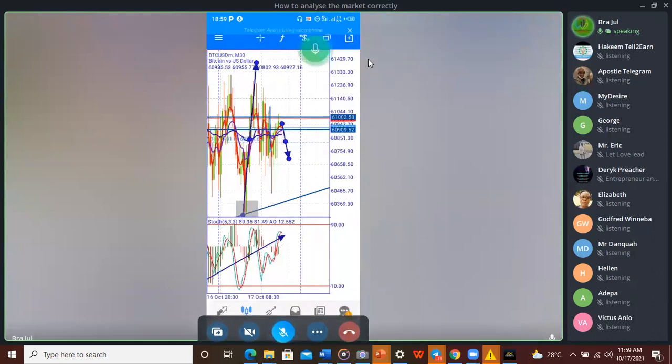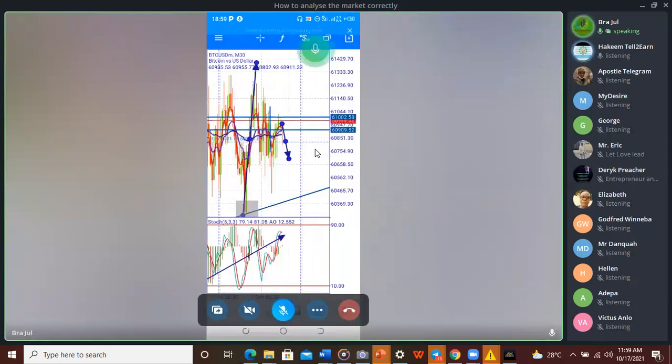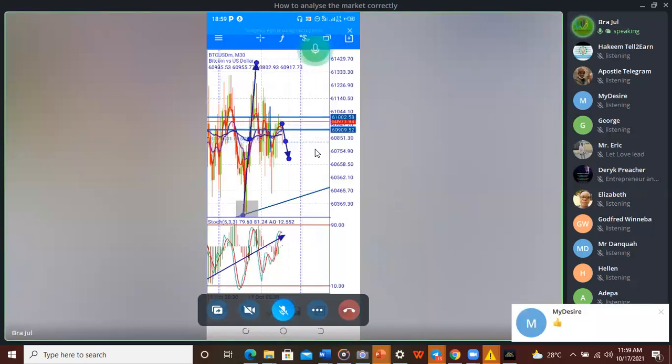So that is how. Is anybody who also has any problem with support? Okay. Is anybody who has any problem with just identifying support and resistance again?